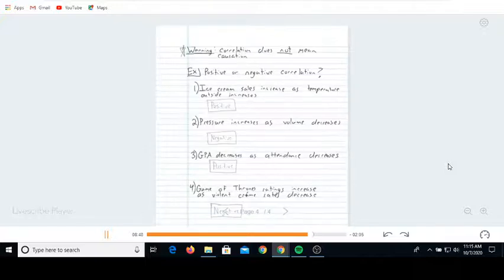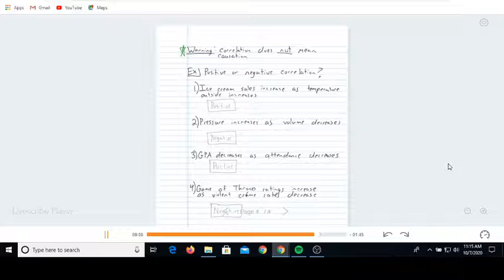But let's go ahead and wrap up with a few more examples. Again, just another warning here. It's very important to note this. Correlation does not mean causation. Just because there's a pattern between variables does not necessarily mean that one causes the other or that there's anything meaningful there. It could just be a coincidence.